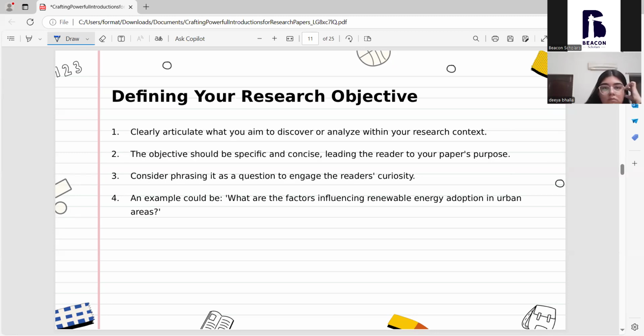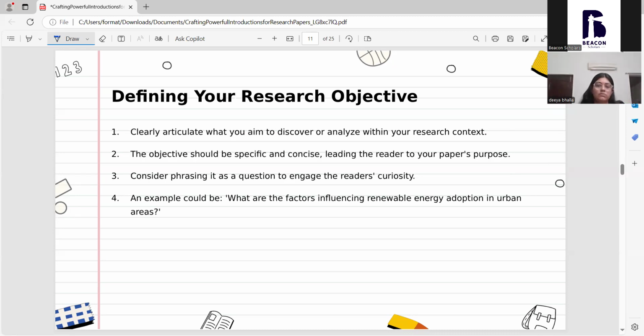Here's where you directly tell readers what your study aims to achieve. This can be in the form of an objective, a hypothesis, or a research question. For example, this study aims to investigate the factors influencing renewable energy adoption among the urban communities.